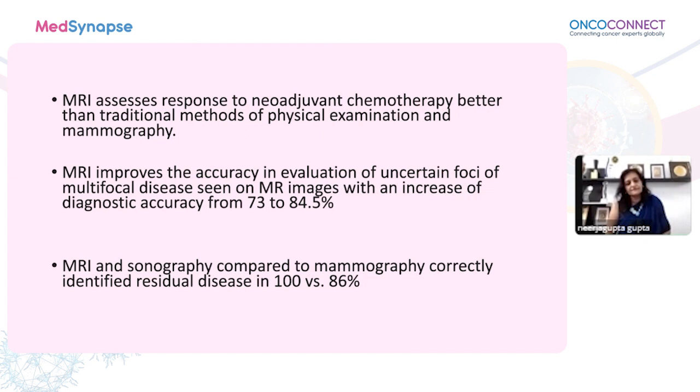So MRI is definitely more accurate, with an accuracy nearing 84% with MRI as compared to 73% with mammography. And MRI and sonography combined would give you identification of residual disease close to 100%, as compared to only 86% with mammography.